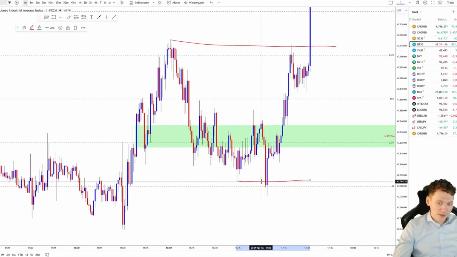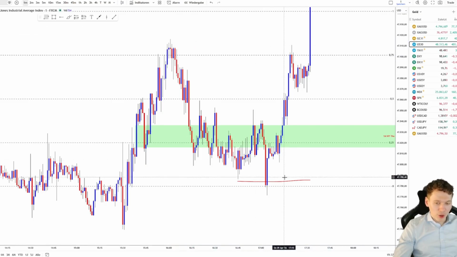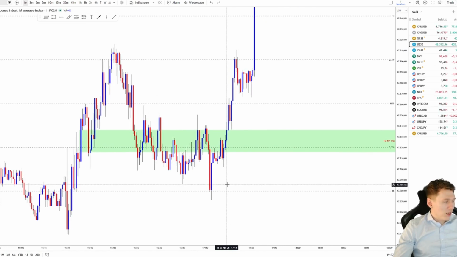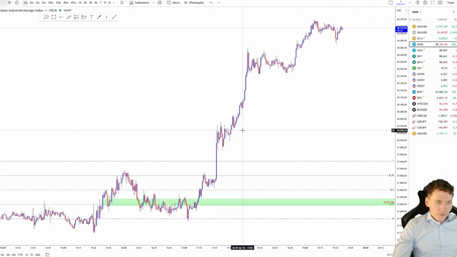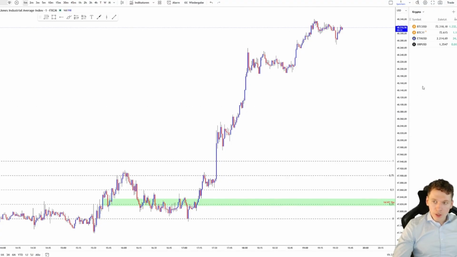So the most probable draw on liquidity would be the buy side liquidity right here, and that's the same as in gold. So you always have the same principle: time, price, and liquidity. So much for the Dow Jones. We go now to Bitcoin, I would say.